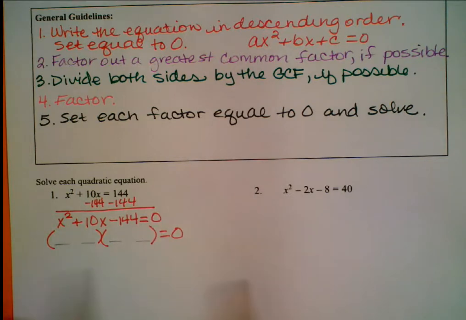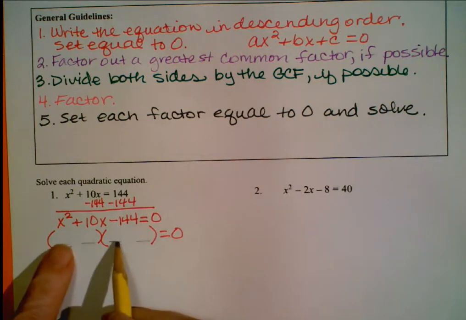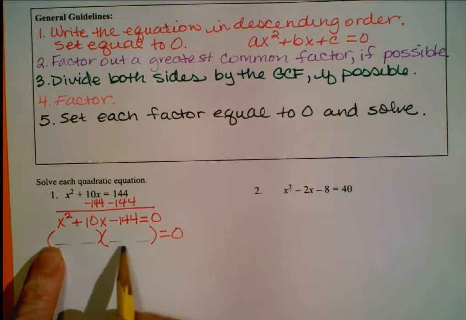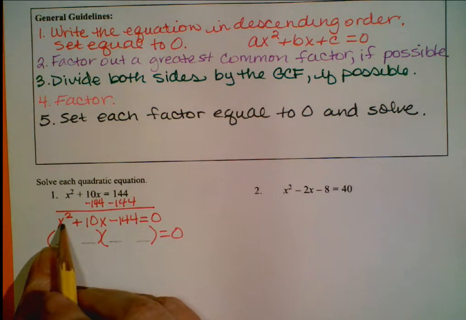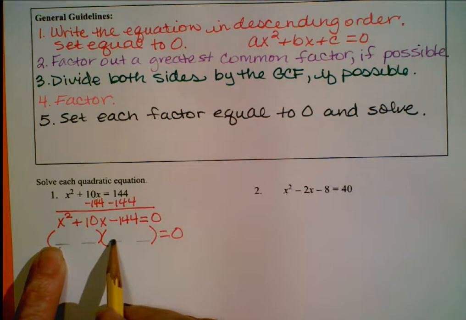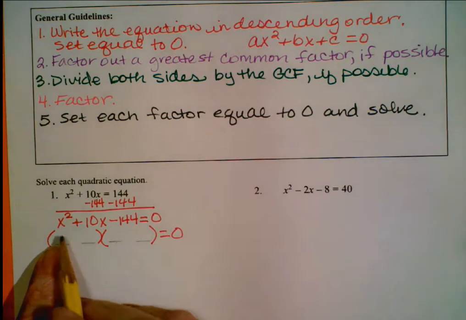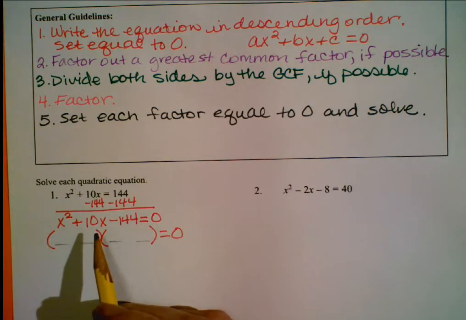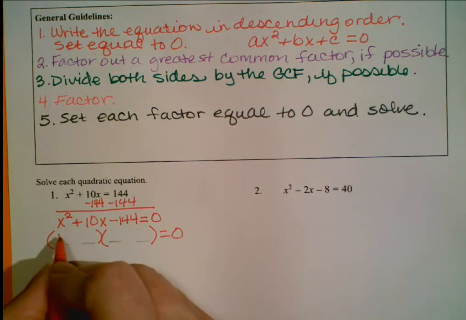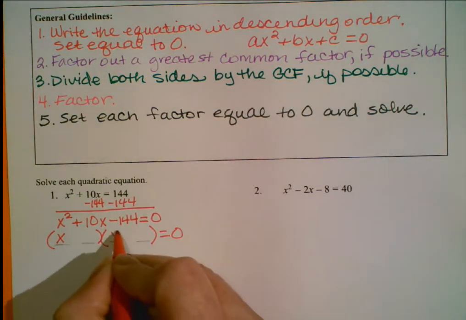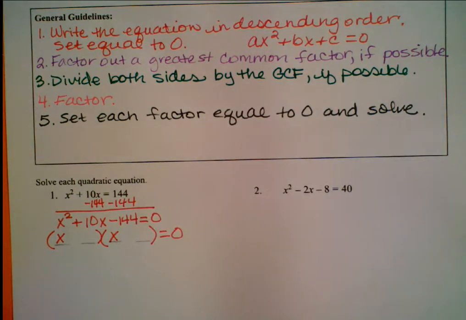Now, if I think about foiling or multiplying two binomials, we take the first term in each case and multiply them together, and those should produce the first term here. So in order for that to happen, for the first terms to have a product of x squared, then both of those terms must be x. So given that, I'm going to go ahead and substitute those in.